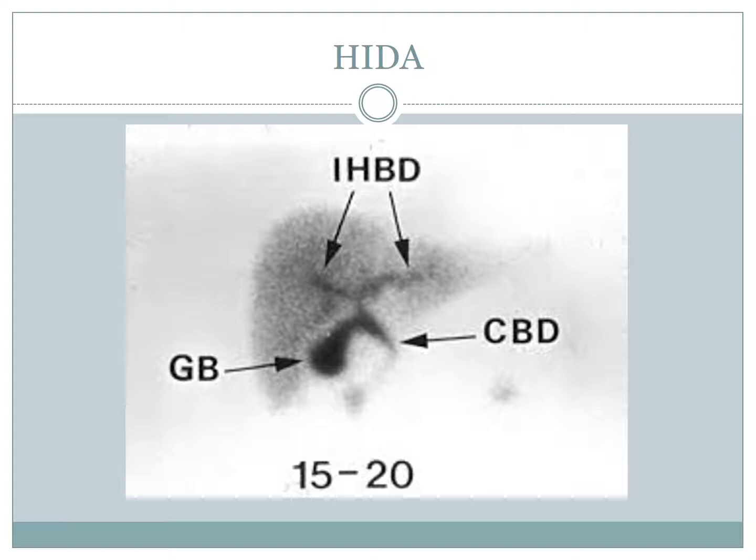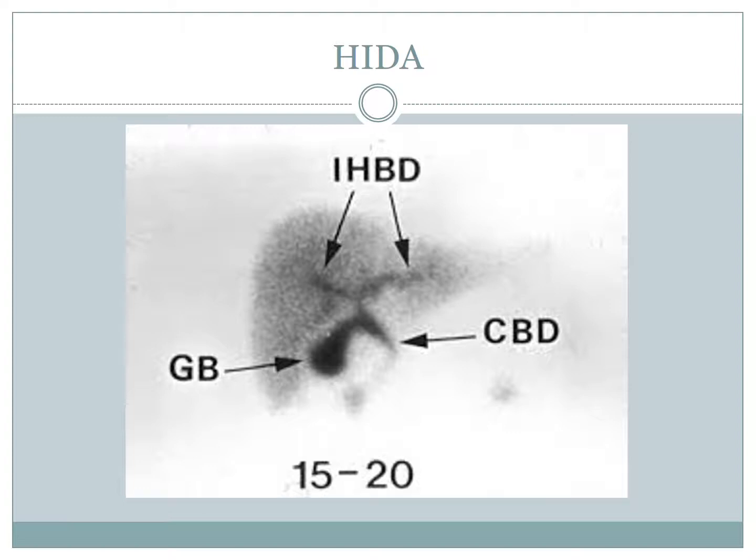So this is what a picture of a normal HIDA scan looks like. The dye gets taken up in the liver. You can go ahead and see a faint outline of what the liver looks like. And then the intrahepatic bile ducts. You can kind of see the right and left hepatic ducts forming the common hepatic, and then you can see the gallbladder, which looks like that pear-shaped organ, and then the common bile duct lights up as well.